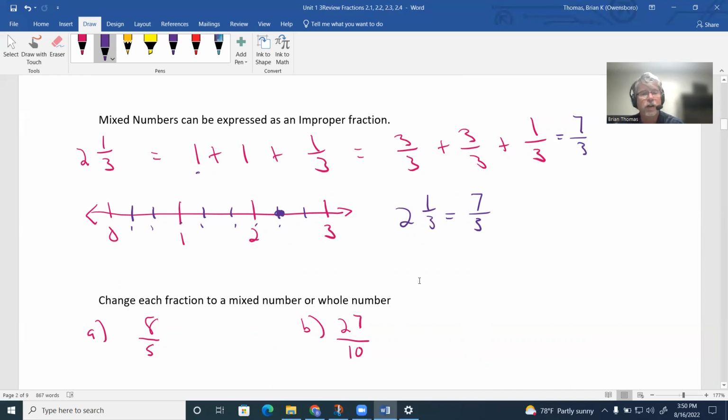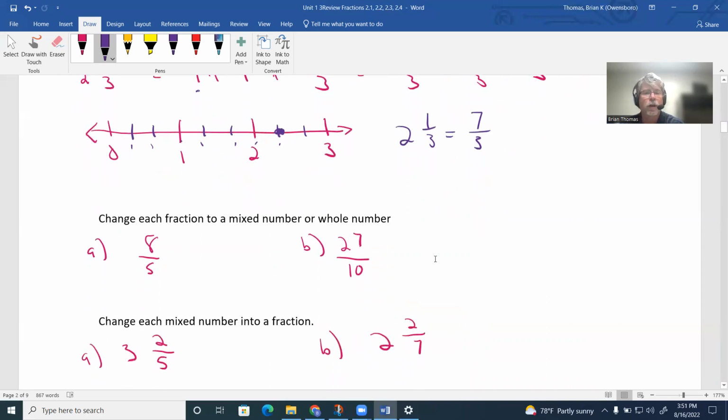So if I want to change each fraction to a mixed number, what we talked about is we can change an improper fraction by actually using division. Such that I can do 5 into 8. Well, 5 would go into 8 one time. 1 times 5 would be 5, and I'd have 3 left over. So we would say this is 1 and 3/5. So 8/5 is the same thing as 1 and 3/5.